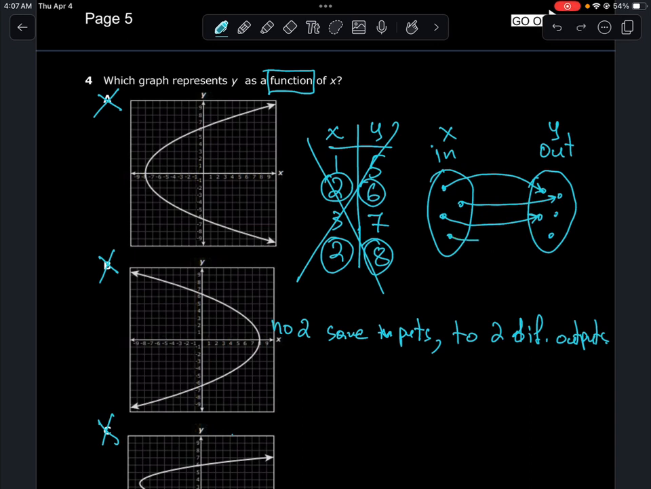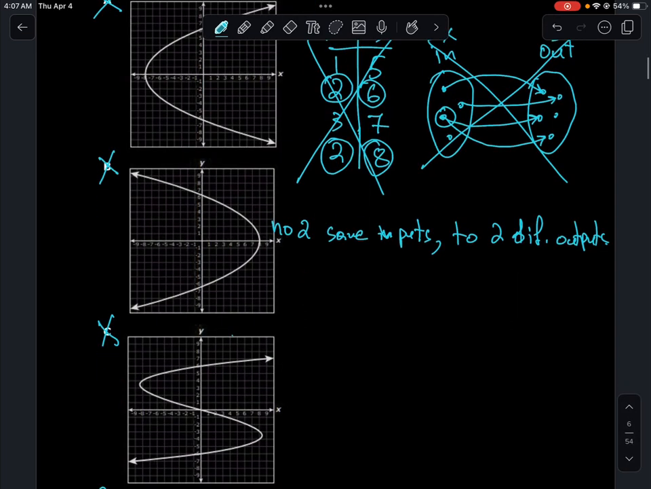What if it's this one? Is that a function? I have two same outputs. That's not a problem. That is a function. Now, what if I have that? I have two same inputs, because this is double, it has two arrows, going to two different outputs. That means this is not a function. They can give me either way, and they will be creative, but it's going to be along those lines.